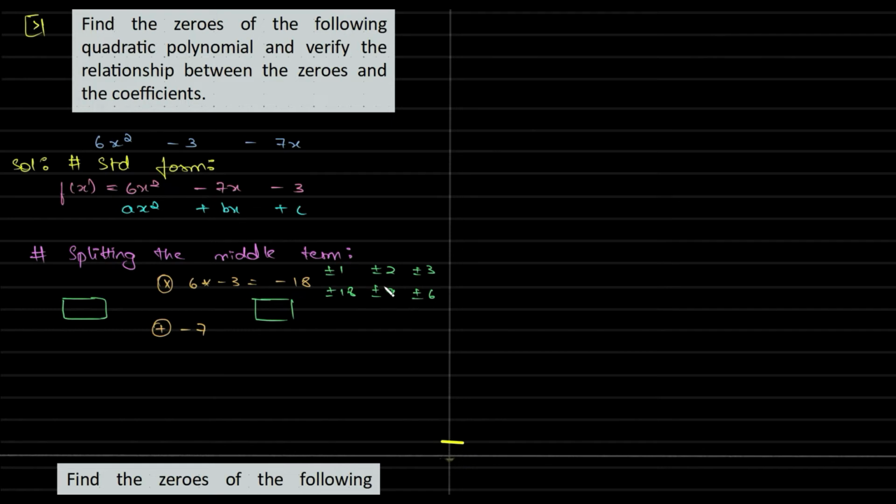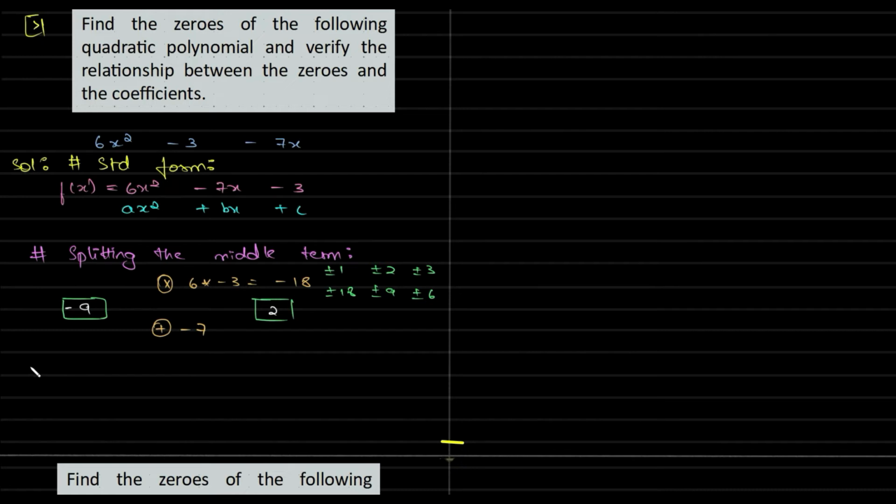Now, the next step is look at the pair which will satisfy the below condition. 1 and 18 will no way satisfy it. 2 and 9, yes. So 9 and 2. 9 plus 2 is, well, 11. So that is not it. Minus 9 plus 2, minus 7 makes sense. We have split the middle term.